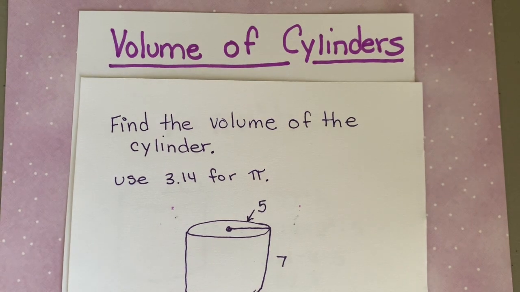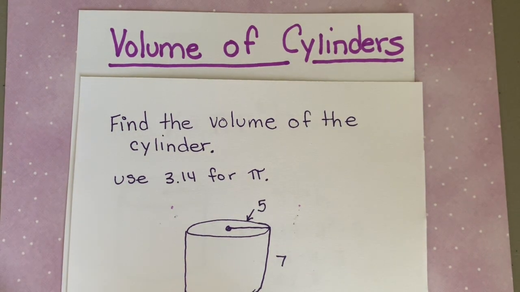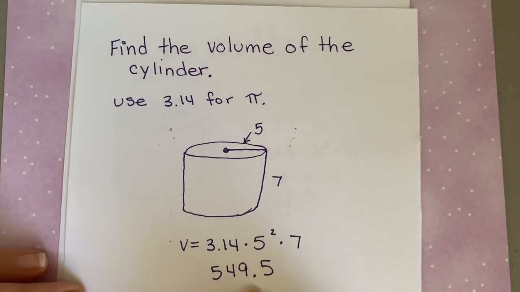Try finding the volume of this cylinder. Use 3.14 for pi. The answer would have been 549.5.